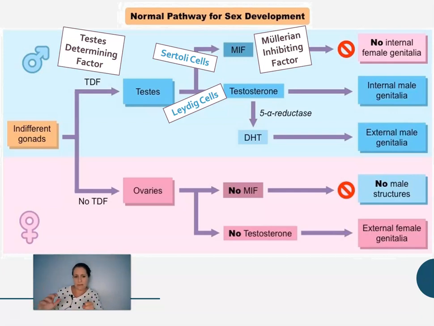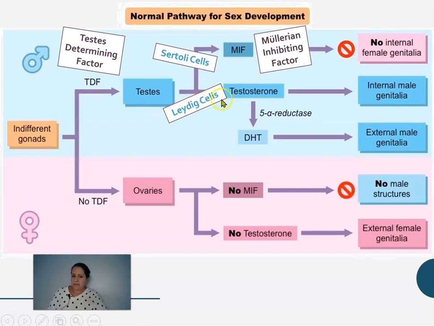It does not develop. The male reproductive tract, on the other hand, is going to develop into the structures that are part of the male reproductive tract. But that is not the job of the Sertoli cells. The Sertoli cells are secreting the MIF, and that leads to the regression of the Mullerian tract, right? Because MIF basically shuts it down.